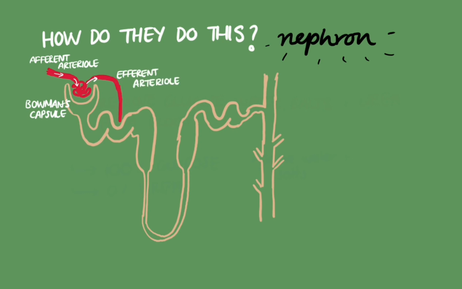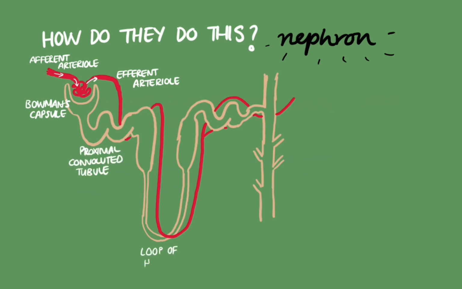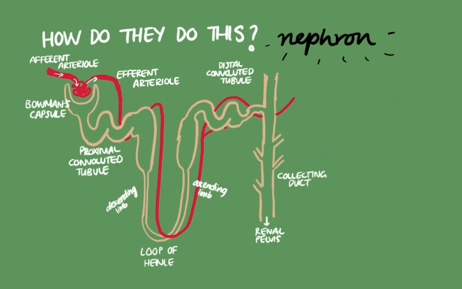After the Bowman's capsule, the part of the nephron that looks a bit squiggly is the proximal convoluted tubule, followed by the loop of Henle, which is a descending limb and an ascending limb. Then you've got your distal convoluted tubule, and finally your collecting duct, which leads to the renal pelvis and the ureter. So this whole structure is what is forming your urine. Your urine comes out of that ureter.